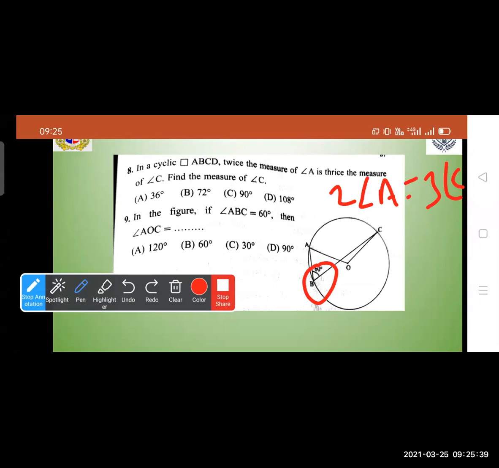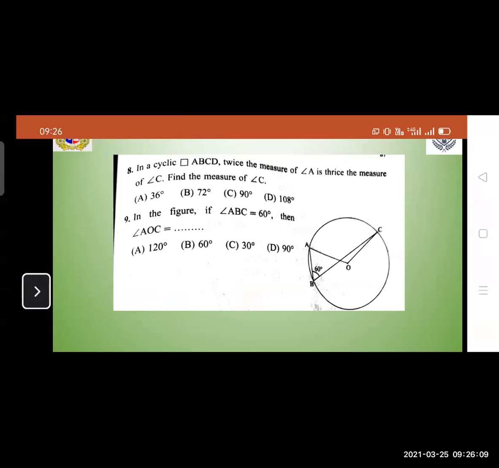Okay, then we substituting here values. This one is opposite angle and this one is the quadrilateral. Then we get the angle C is 72 degree. Okay, so in figure, if angle ABC is equal to 60 degree, then AOC, ABC 60 है, so AOC is 60 का double inscribe कर रहा है इसका, तो that is 120 degree. Okay, then again we solve.